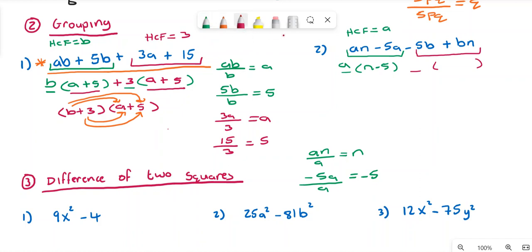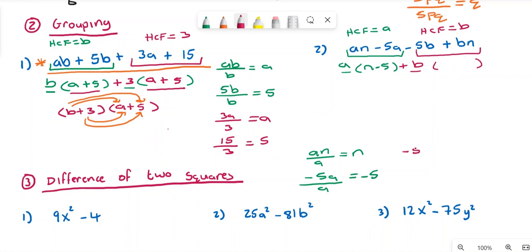The second group then, again we look at each of the terms, so we want to identify the highest common factor. So what's the highest common factor for minus 5b and plus bn? The common factor is going to be b, because b will divide into both evenly. So we put the plus b here like so, and then we take each of the terms and divide it by the highest common factor.